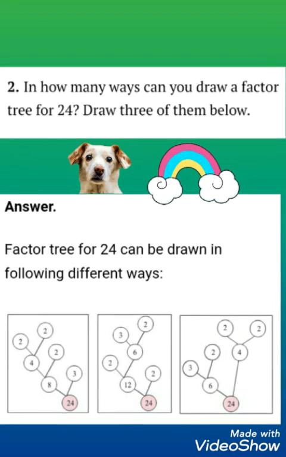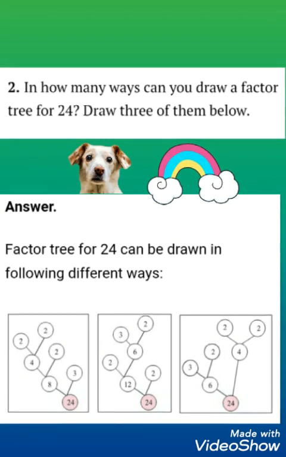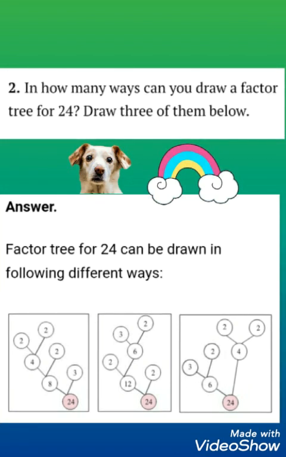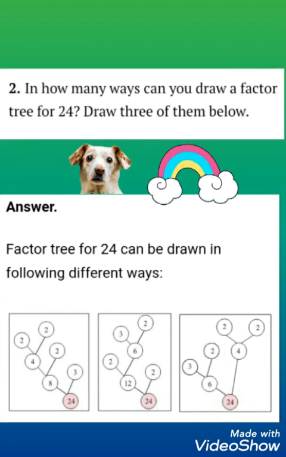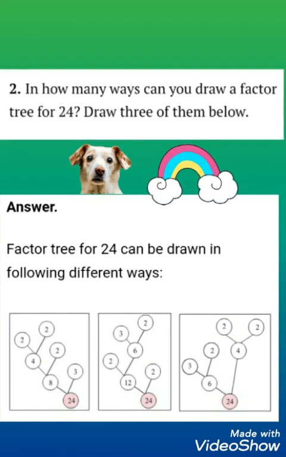Let's see. Factor tree for 24 can be drawn in the following different ways. The first one, you can see 24 I have done 8 into 3. 8 3s are 24. At 3 I will stop because it is a prime number, but 8 I can divide, so 4 2s are 8. So 4 into 2 is 8. Again at 2 I will stop because it is a prime number. 4 I can break into smaller parts, so 2 into 2 is 4, I know, so I will do 2 into 2 is 4. So another branch will grow like that. So it is a branch kind of a system, that's why it is called a tree, factor tree.